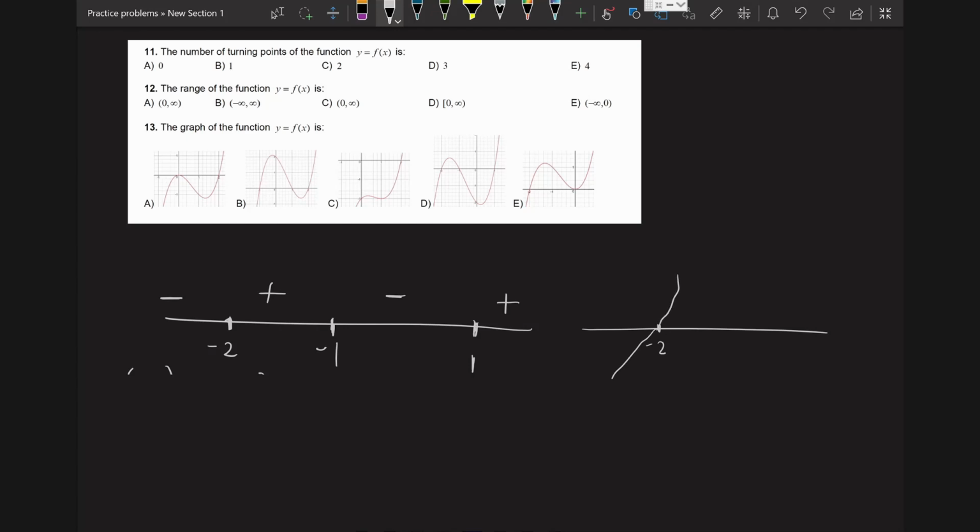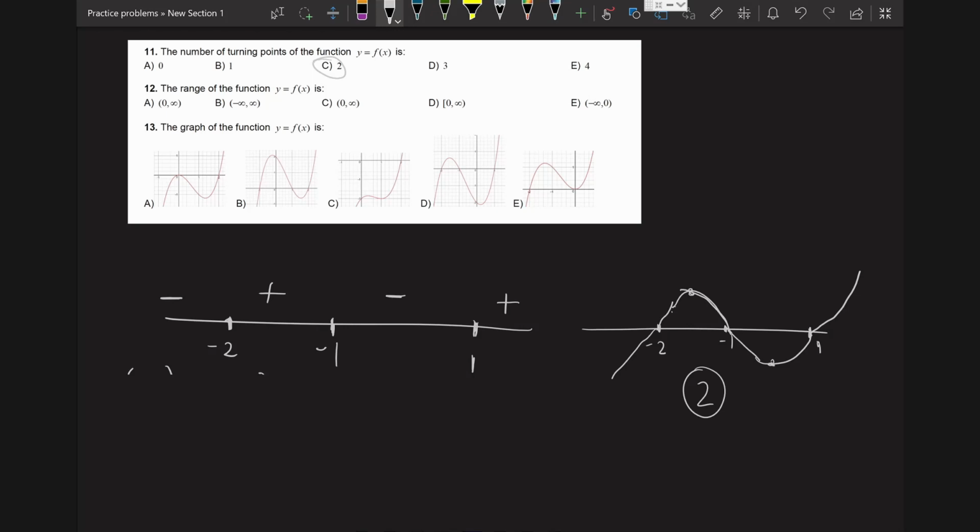But we know that at negative 1, the function went below 0 again. So we know that there must be a turning point here because it has to be there. And at 1, we know that after 1, it has to come back and hit 1 and then go above 0. So based on that, we're able to see that there have to be 2 turning points in the function. And that would be our answer for question 11.